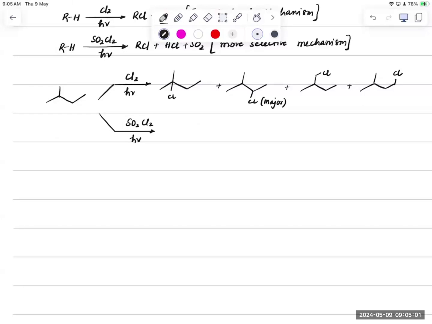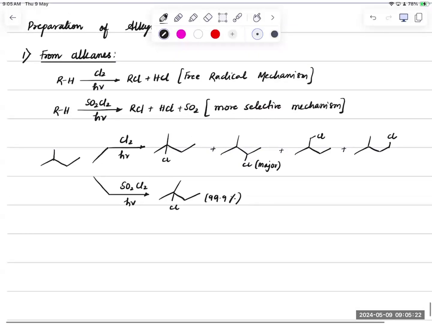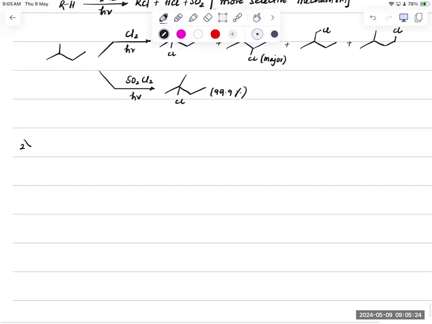While with SO2Cl2, if you notice that, then this will be 99.9%. So now you can imagine, just like bromination is highly selective, if you want chlorine to be highly selective, then you use SO2Cl2. I hope the detail is clear, everybody. This is first from alkanes. Okay, clear. Second, from alkenes.